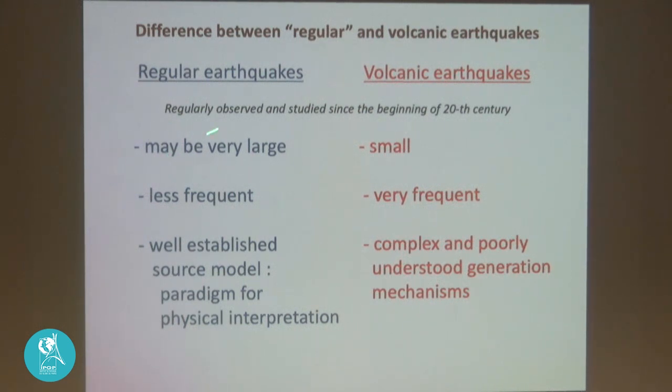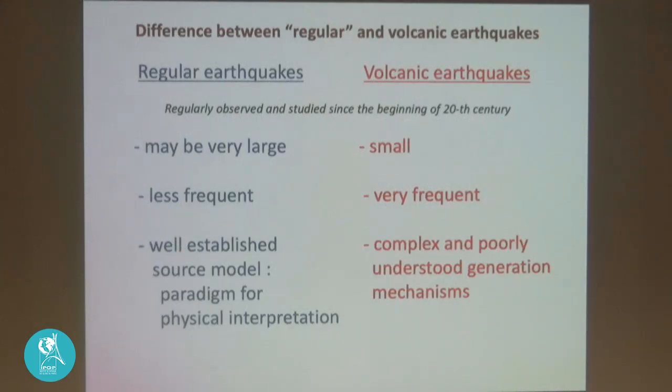One major difference between tectonic earthquakes and volcanic earthquakes is their size. Tectonic earthquakes may be very large, destructive, and so on. Most volcanic earthquakes are very, very small and almost never felt at the surface. Then what is important is the amount of earthquakes. Contrary to what one could think, there are more volcanic earthquakes than tectonic earthquakes, and I will show this. And then a very important issue is our understanding of the source process. For tectonic earthquakes, we have some clear paradigm of the source model and interpretation, and this is something that is missing for volcanic earthquakes, and I will discuss this in more detail.